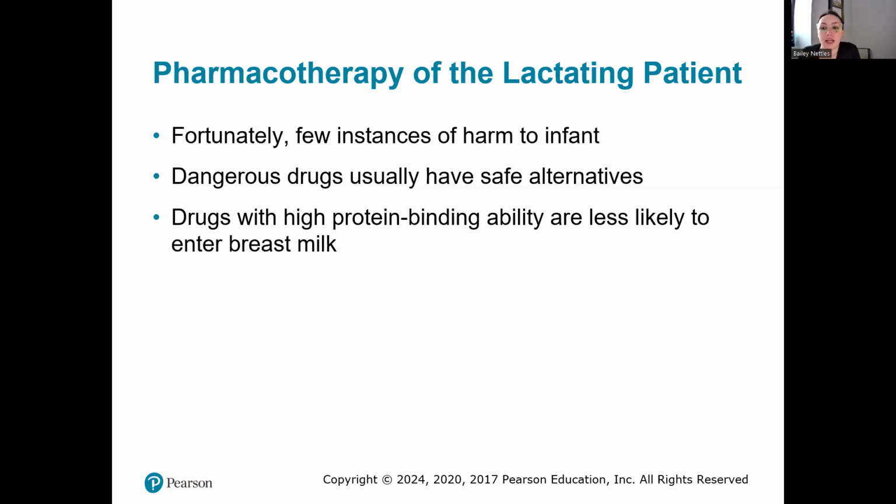Okay. So dangerous drugs usually have safer alternatives. The most important part is choosing the right drug. Not the right dose, not the right route, not the right anything else. It is choosing the right drug. Drugs with a high protein binding ability are less likely to enter the breast milk. Those are the drugs we want.